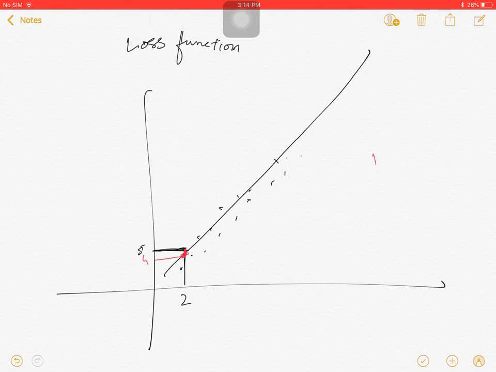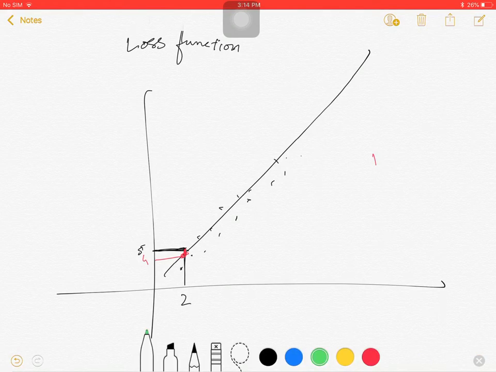So if I consider this point, this is the actual y, or the true y, and this point over here is the label, and this is our predicted value. Let's call this y hat. So how do we measure the difference between these two? Well, simple, y minus y hat, right?